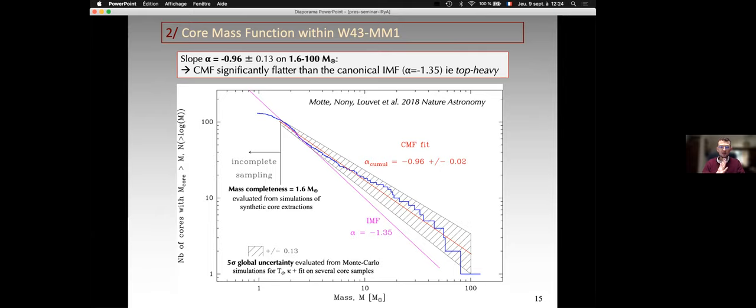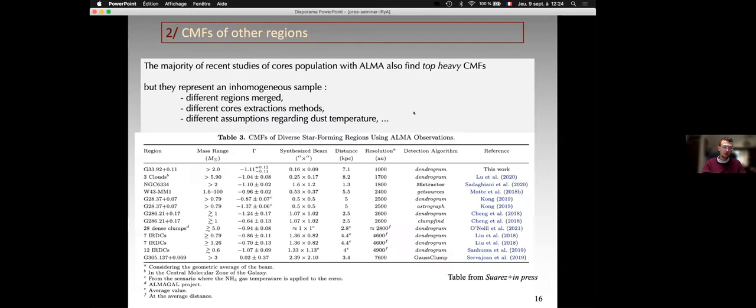So not only is it much flatter, but it is also on a much broader mass range than the study before. So yeah, we can say that we have a top heavy core mass function, and we can also say that we have an excess of high mass cores compared to a CMF following the Salpeter distribution. Actually, with ALMA, over the past 2 to 3 years, many other studies found a top heavy core mass function.